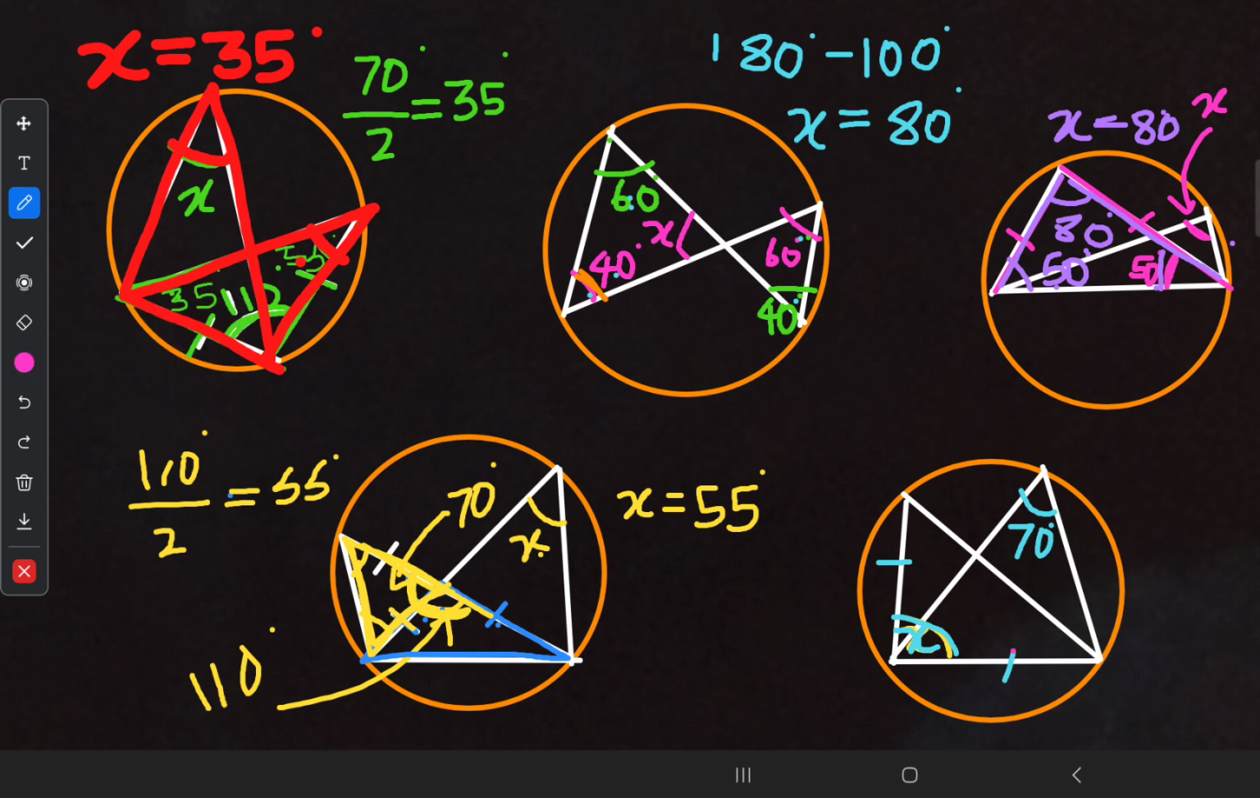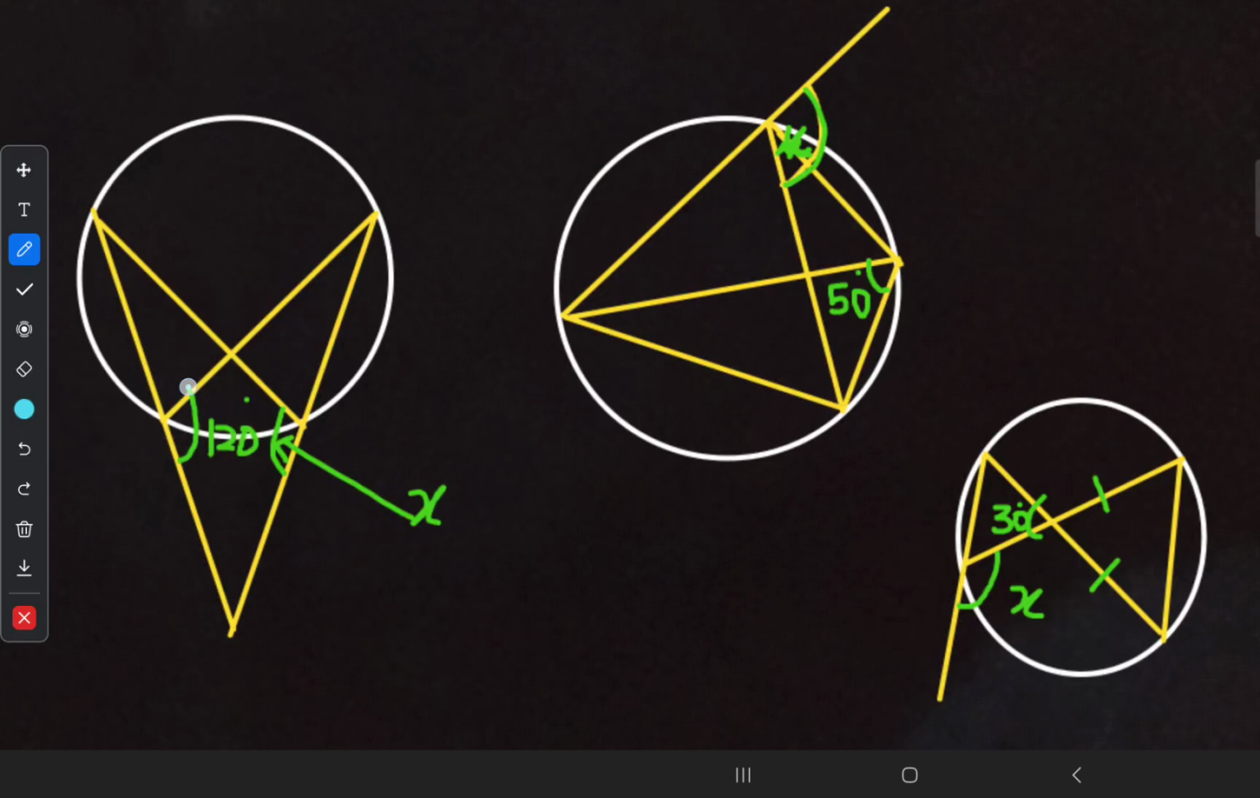Then here this is 70, so this one would also be 70 degrees. 70, 70. Isosceles triangle. So here with 70, this one also 70. From 180, look at the pink color triangle. 180 minus 140, that will give you x as 40 degrees. Here we used only three theorems: chord theorem, interior angles, and isosceles triangle theorem. That's all. Easy.